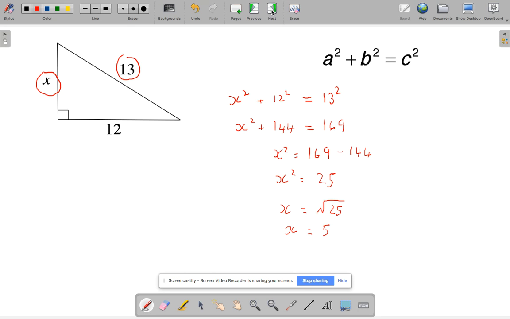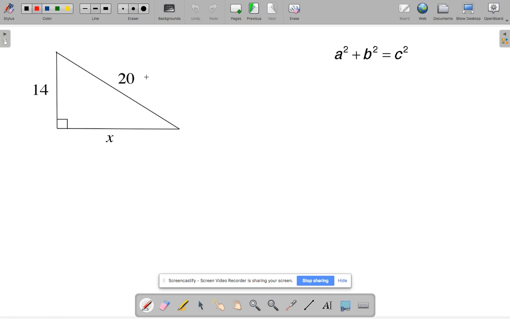Now we're going to do the same thing, but I'm going to have to use a calculator. The number is a little bit harder. So this time I've got 14 as my A, x squared here, and it equals 20 squared. Now the first part, I know my square number, so I think this is 196. x squared is still x squared, and 20 squared is 400. Of course, this has to be C because it's the biggest side.